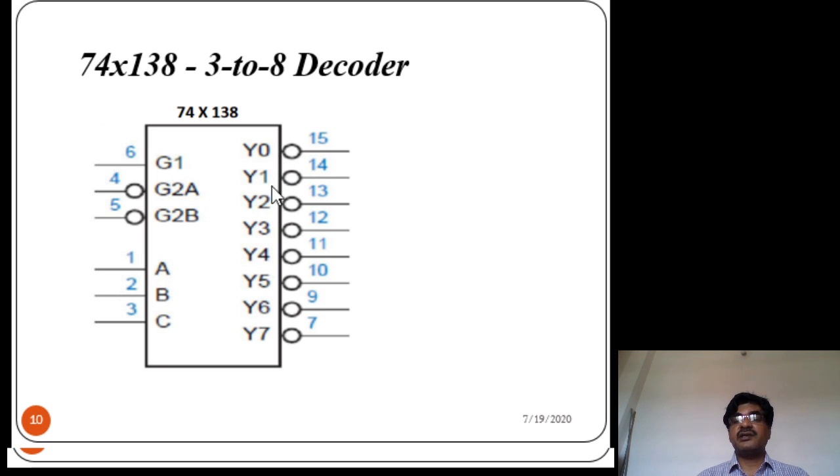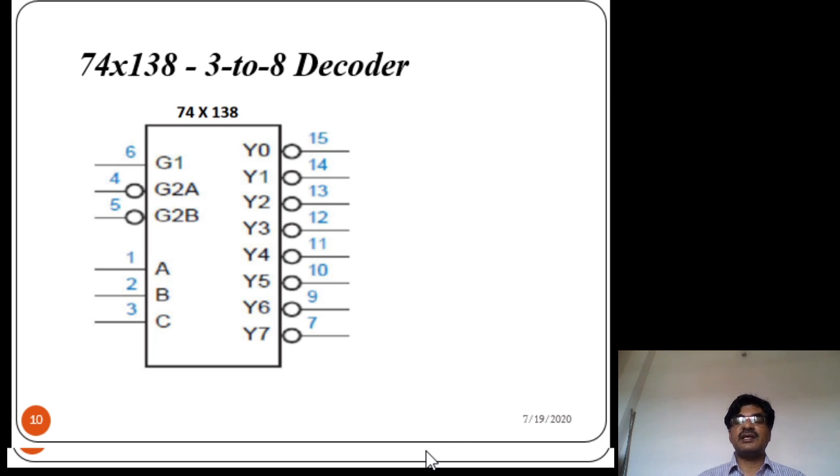The 8 outputs are Y0, Y1, Y2, Y3, Y4, Y5, Y6, Y7. All the output lines are active low outputs, whereas data inputs A, B, C are active high. In addition to these data inputs and outputs, it also has 3 enable inputs, named G1, G2A, G2B. But G1 is an active high enable input, whereas G2A, G2B are active low enable inputs. Clear? This is the pin diagram for IC 74138.